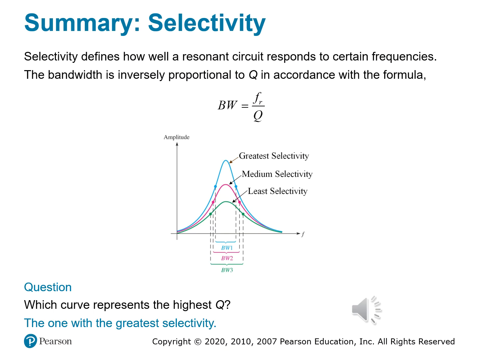And what does this mean? So if Q is high, the bandwidth is narrow, and the circuit gets pickier. If Q is low, bandwidth widens, and it's like a sloppy bouncer at a nightclub letting everybody in. So look at the graph on the slide here. The narrowest curve labeled greatest selectivity is your highest Q. The widest one, that's the circuit with the lowest Q, and it doesn't discriminate.